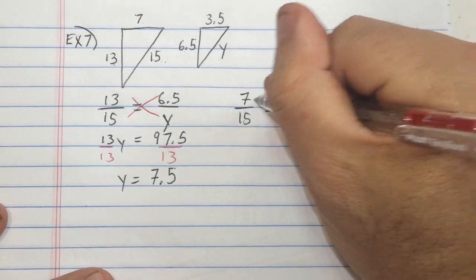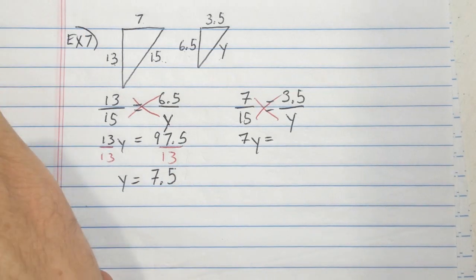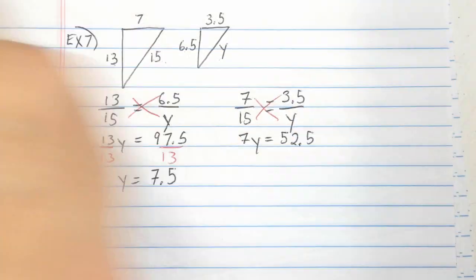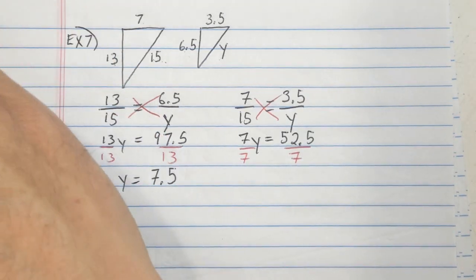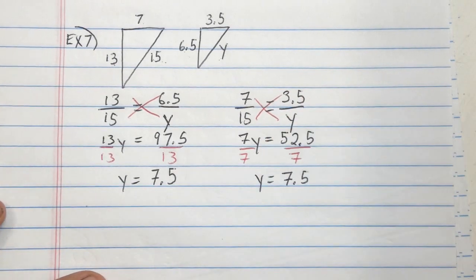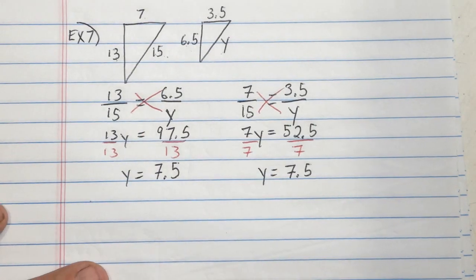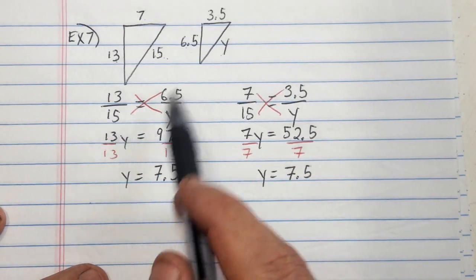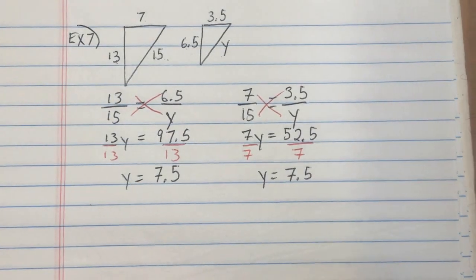y on my bottom, cross multiply. 7y equals 3.5 times 15, ends up giving me 52.5. Then I'm dividing 7 to both sides, and again I get 7.5. So the point of these, though, is I'm just showing you that there's different ways to solve these to get to that 7.5. And so that's really your choice. As long as you set up these proportions correctly, then you should get back to that same answer.